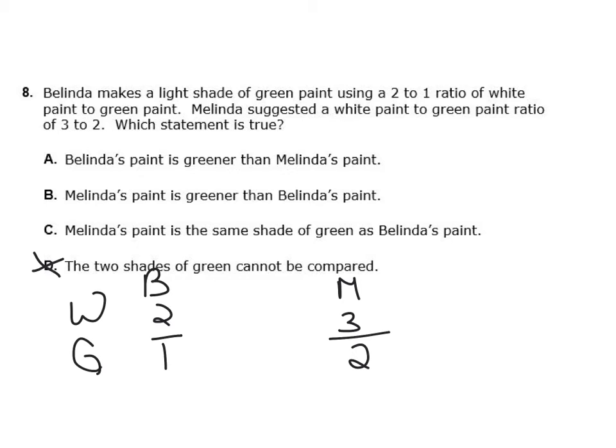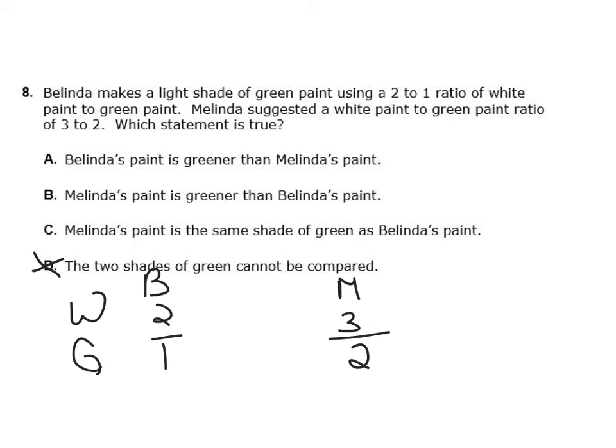So what we need to do in order to compare them is we need to have the same amount of one of the paints. So I need to find an equivalent ratio. In this case, I'm going to go ahead and just make the white paint equivalent, because that way it's going to tell me how many green paints I have, and the more green paint we have on the white paint, the greener their paint is going to be.